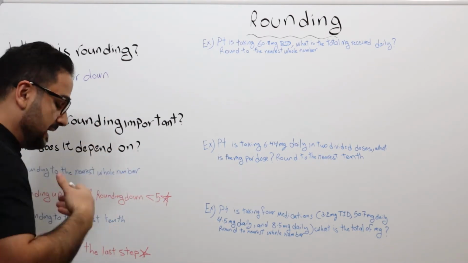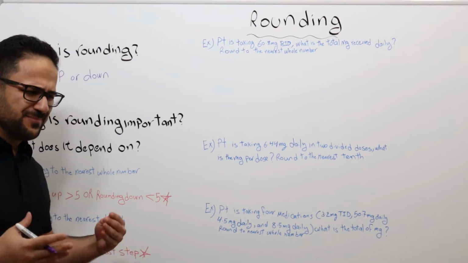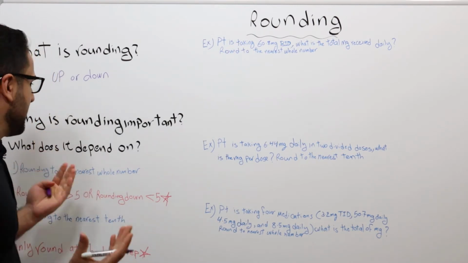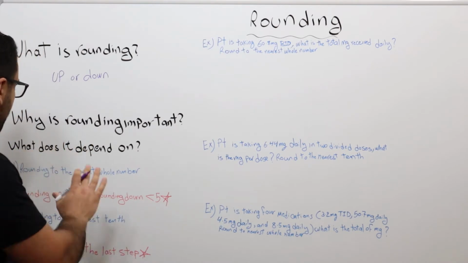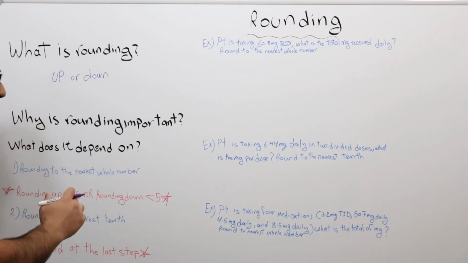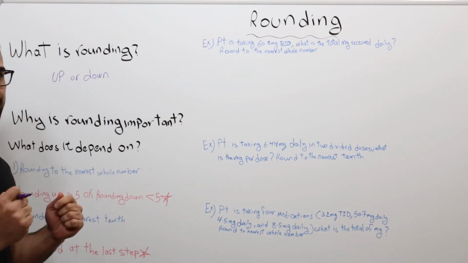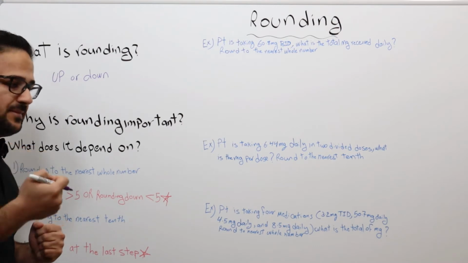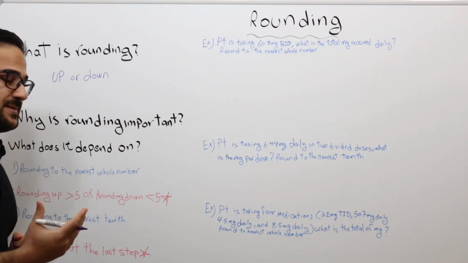So what does rounding depend on? It really depends on what the question is asking you. If you're a student and the question is asking you, for example, to round to the nearest whole number, then the answer needs to be a whole number. And what does a whole number mean? A whole number basically means there are no decimal places.